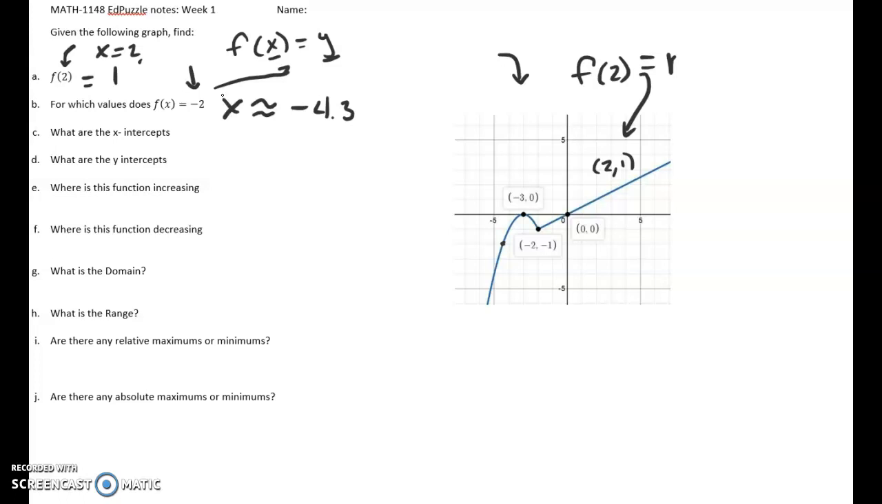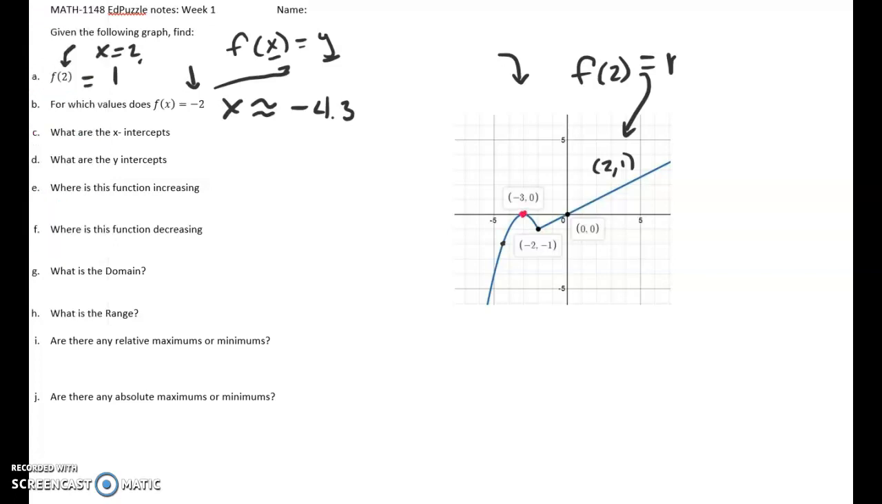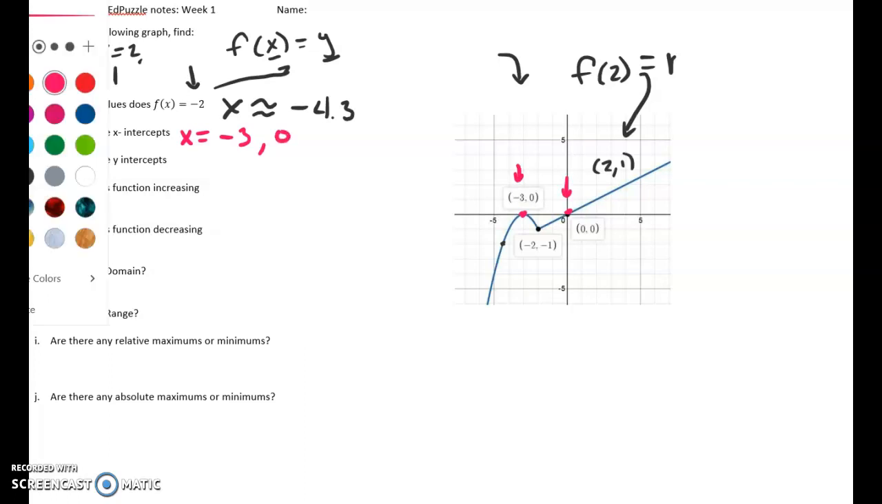Remember, x-intercepts are where the graph crosses the x-axis. I'm going to use a different color for that, but you can see it crosses the x-axis here, and it crosses the x-axis here. So the x-intercepts would be x equals, what is the x value at that first one? It's -3. We can see that right here. And then the other x-intercept is going to be at 0. So it seems like we have x-intercepts at -3 and 0.